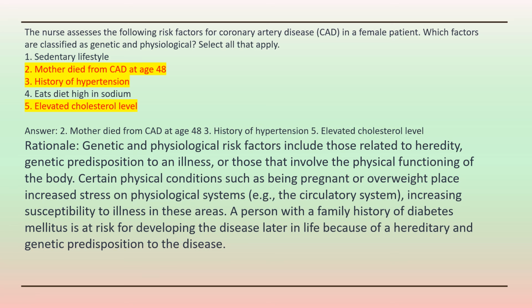Certain physical conditions, such as being pregnant or overweight, place increased stress on physiological systems, e.g., the circulatory system, increasing susceptibility to illness in these areas. A person with a family history of diabetes mellitus is at risk for developing the disease later in life because of a hereditary and genetic predisposition to the disease.